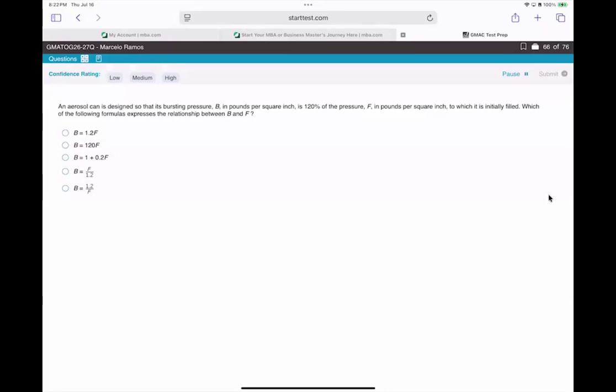An aerosol can is designed so that its bursting pressure, B in pounds per square inch, is 120% of the pressure, F in pounds per square inch, to which it's initially filled. Which of the formulas expresses the relationship between B and F?